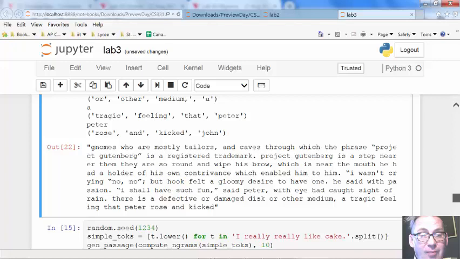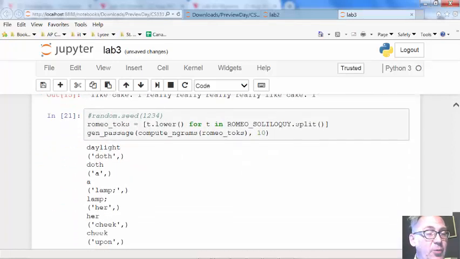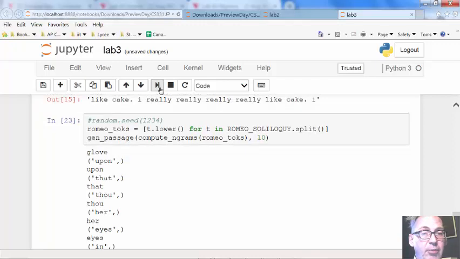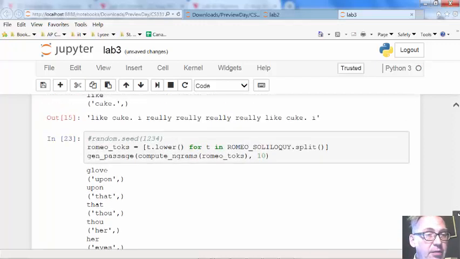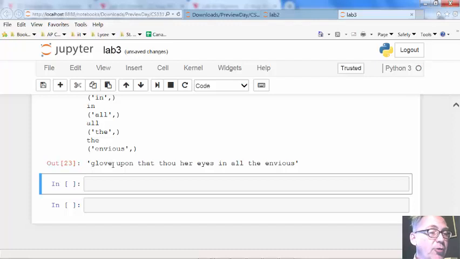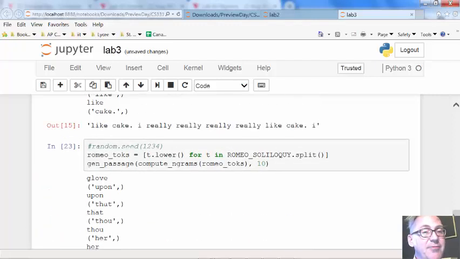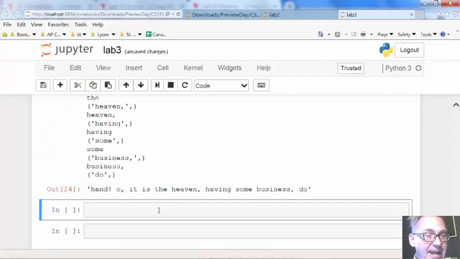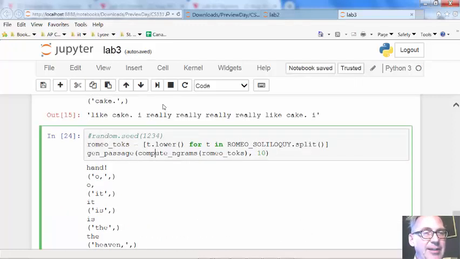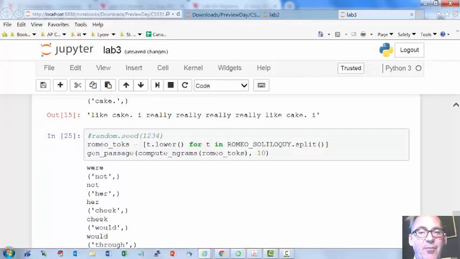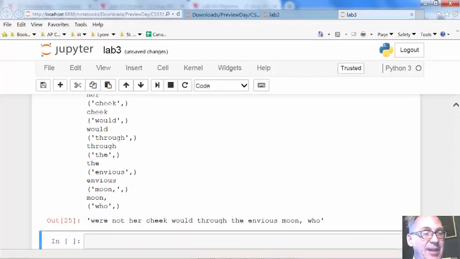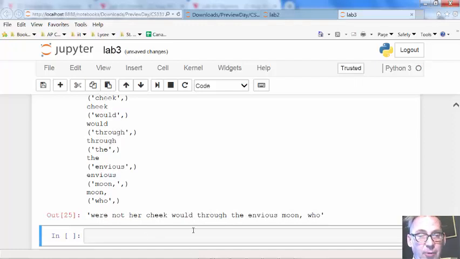Now, it's a little more interesting when you do it with, like, Romeo's soliloquy. So here's with Romeo, and the random word it chose was "glove," and I only picked 10 words. "Glove, upon that don, her eyes, and all the envious." So you can see it generated something that's kind of like a Shakespearean sonnet or a poem. "Hand, oh, it is the heaven, having some business do." So it's pretty interesting that we can generate similar text by the author by just these 5-grams and a random first word. "Were not her cheek, would throw the envious moon, who?"